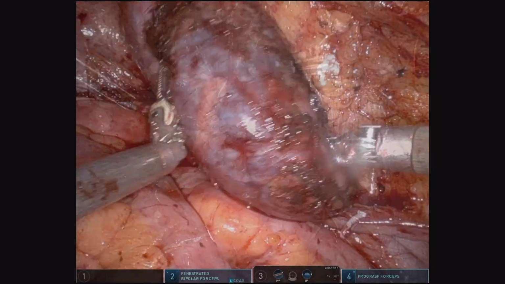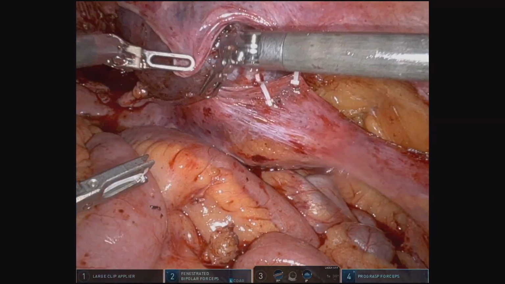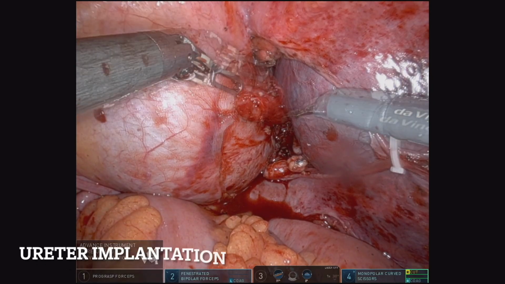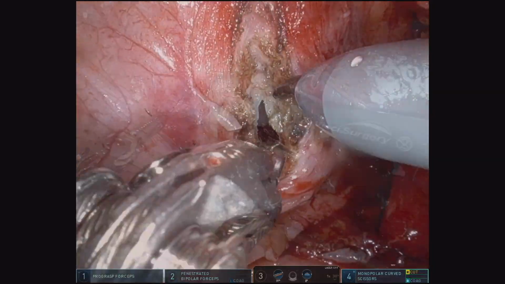You can see the two arteries. Kidney looks well perfused. It's retroperitonealized and the peritoneal flaps are closed. Ultrasound is typically performed to look at the flow. Here's the short ureter. Opening is made in the bladder.